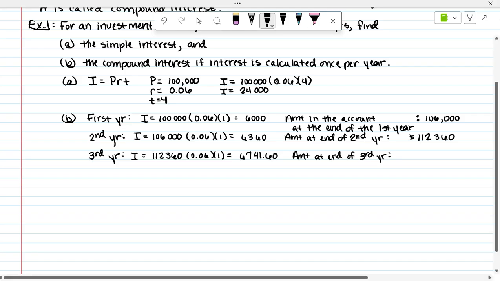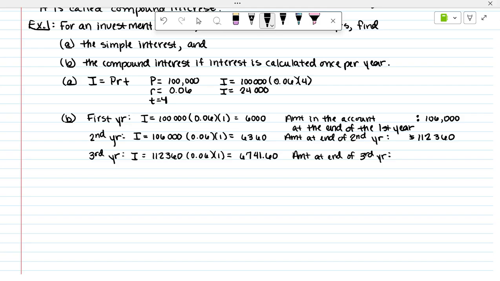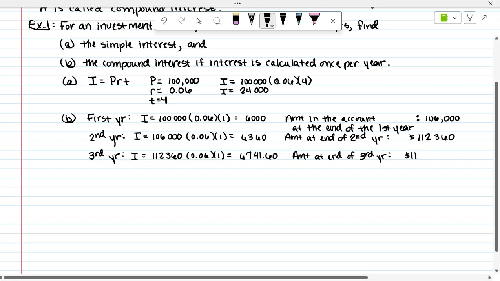Okay. So I started the third year at 112,360 and I earned 6,741.60. So at the end of the third year, I now have, good, $119,101.60. Very good.